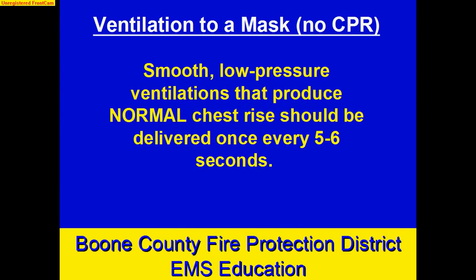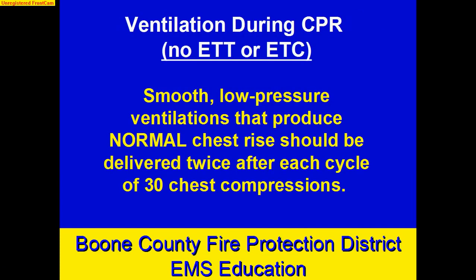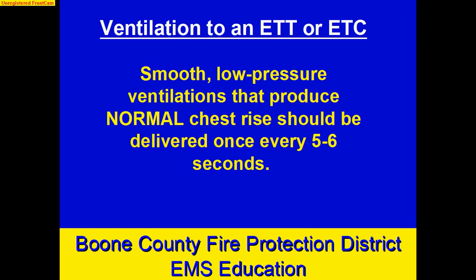So in summary, ventilation: smooth, low-pressure ventilations that produce a normal chest rise, delivered about once every 5 or 6 seconds, or 10 times a minute. That's the standard. That's what we're looking for. And that's what we're trying to do when there's no CPR going on. When we are doing CPR and there's no advanced airway in place yet, no combi tube or ET tube in place, we're still going to do smooth, low-pressure ventilations with a normal chest rise, but the compressor will do 30 chest compressions and then deliver those 2 breaths during the pause.